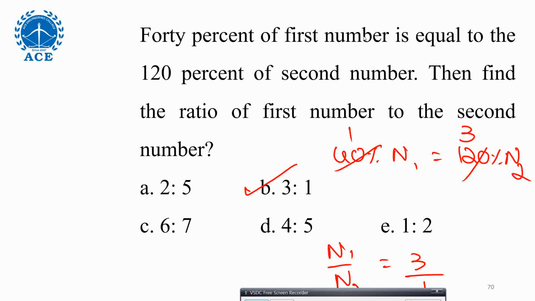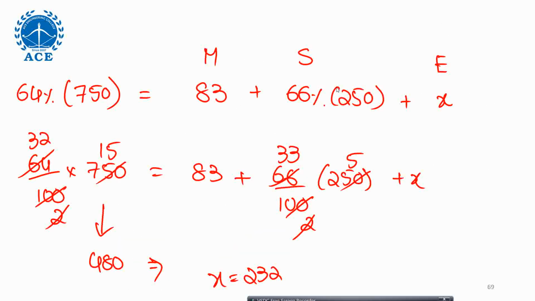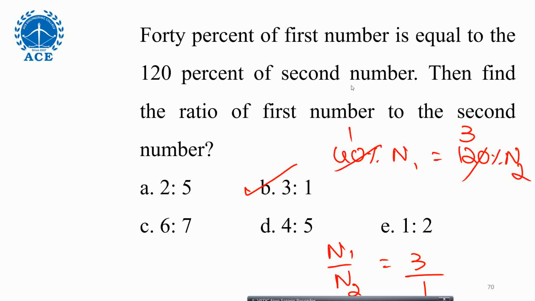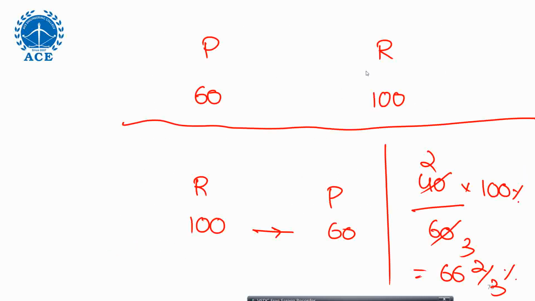Okay, 40% of the first number equals 120% of the second number. And what is the ratio? Yeah, this is actually a part of one of the questions we already solved. One of the similar questions we solved already. That's also fine. And this question, yeah, we already discussed. Right? This is 3 is to 1. That's easy. This is also a bit easy level question only we can consider.